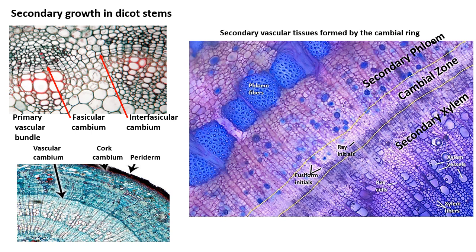Along with that, the second figure, at the lower position, shows the presence of a vascular cambium, above that the cork cambium and the periderm, which is acting as a protective layer for the plants.